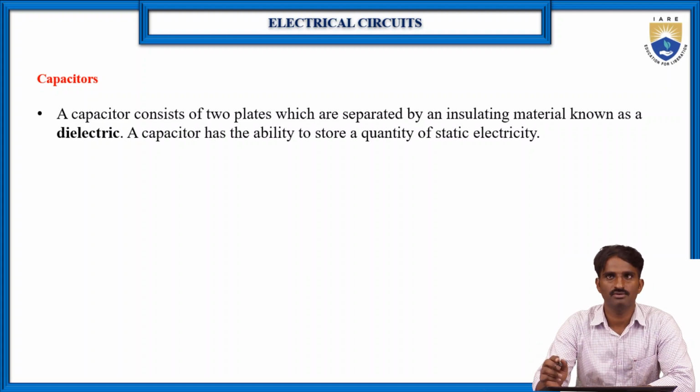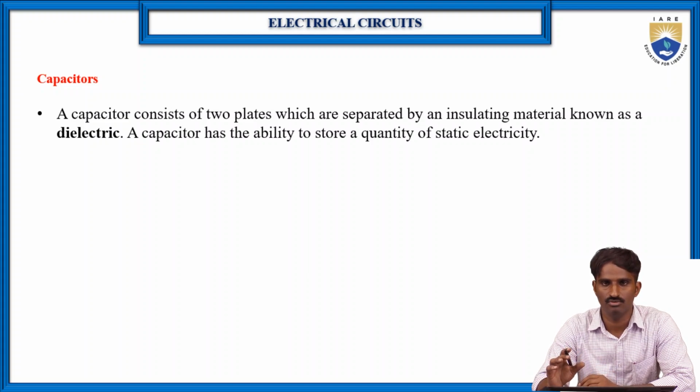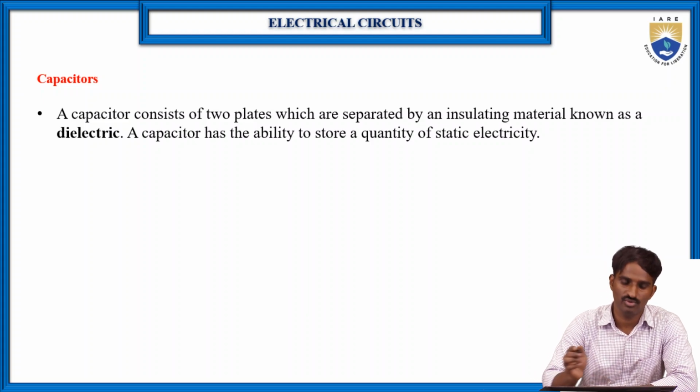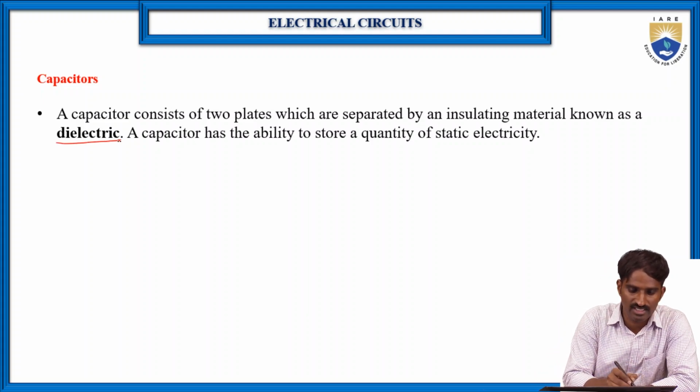Then of course here is how the capacitor looks. We already know the basic construction of the capacitor, the internal structure of the capacitor. As we know, the capacitor consists of two plates, and the two plates are separated by an insulating material, right? That insulating material is usually known as a dielectric material.